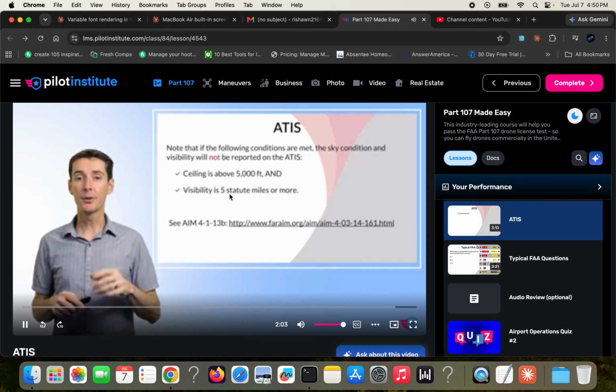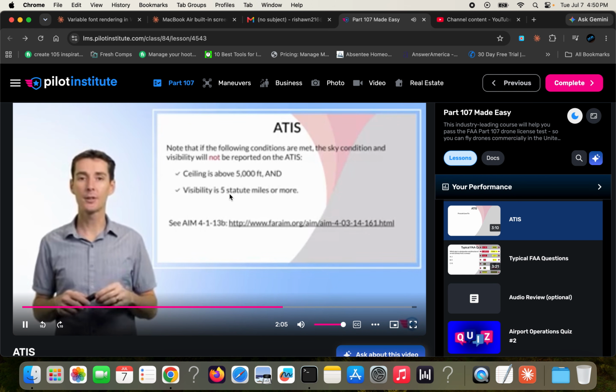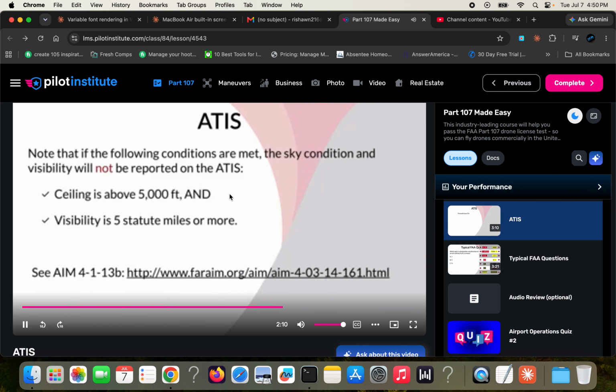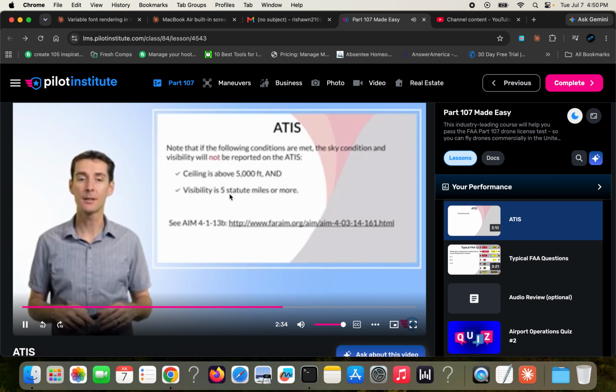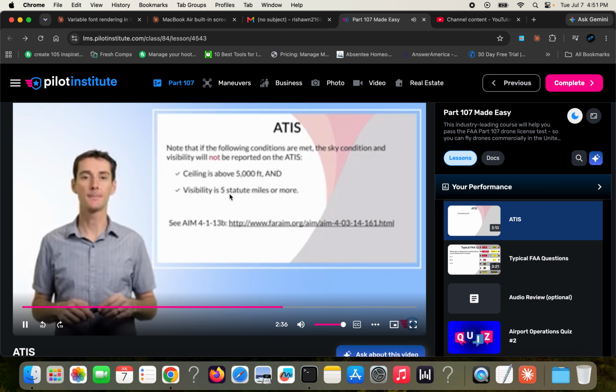A side note on the ATIS: if the following conditions are met, then the sky conditions and the visibility will not be reported on the ATIS. It just means that it's good enough that you don't have to worry about it. So if the ceiling, the height of the base of the clouds, is higher than 5,000 feet, then it's not going to be reported on the ATIS. And also if the visibility is more than 5 statute miles, so the distance from here to the next object that we can see is more than 5 statute miles, then it's not going to be reported on the ATIS.